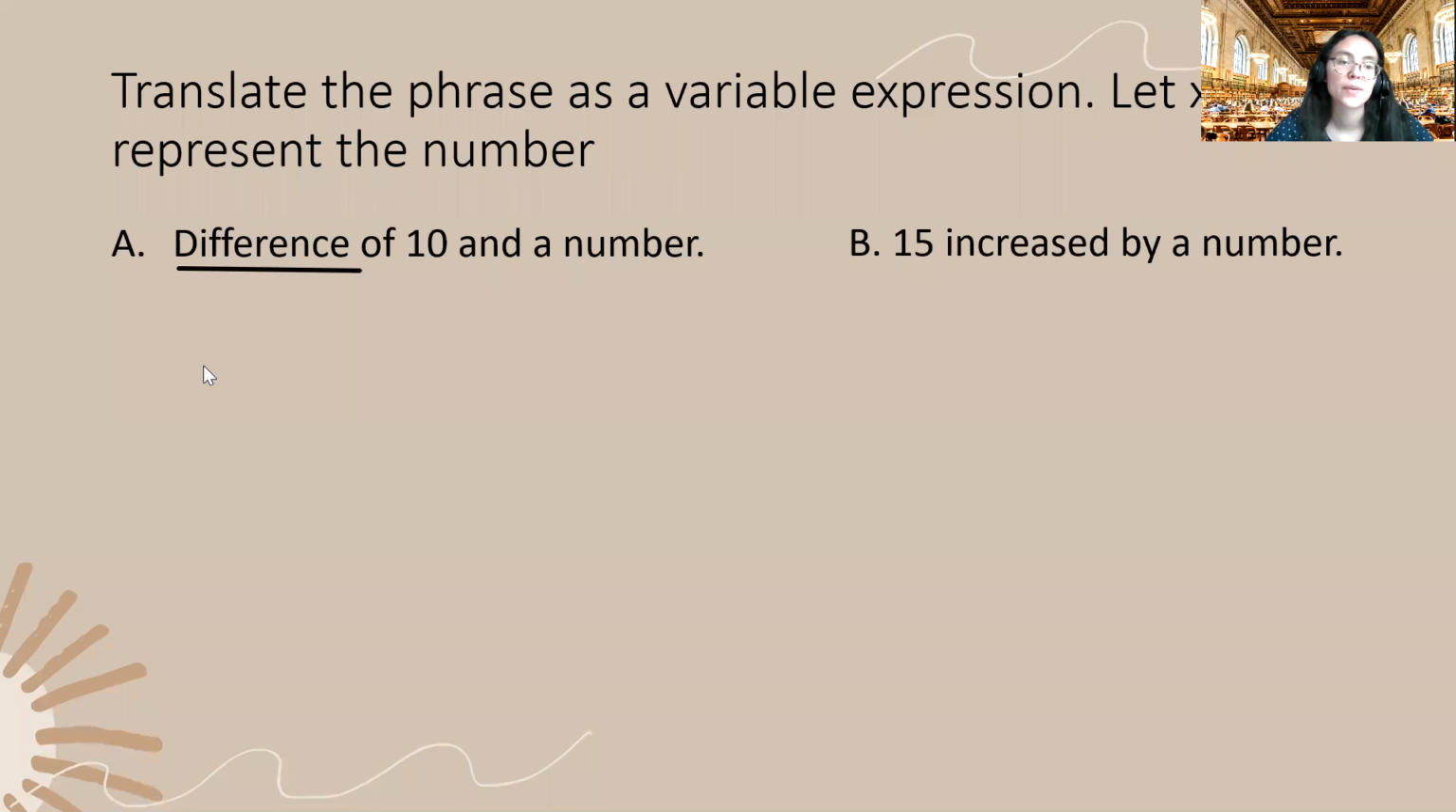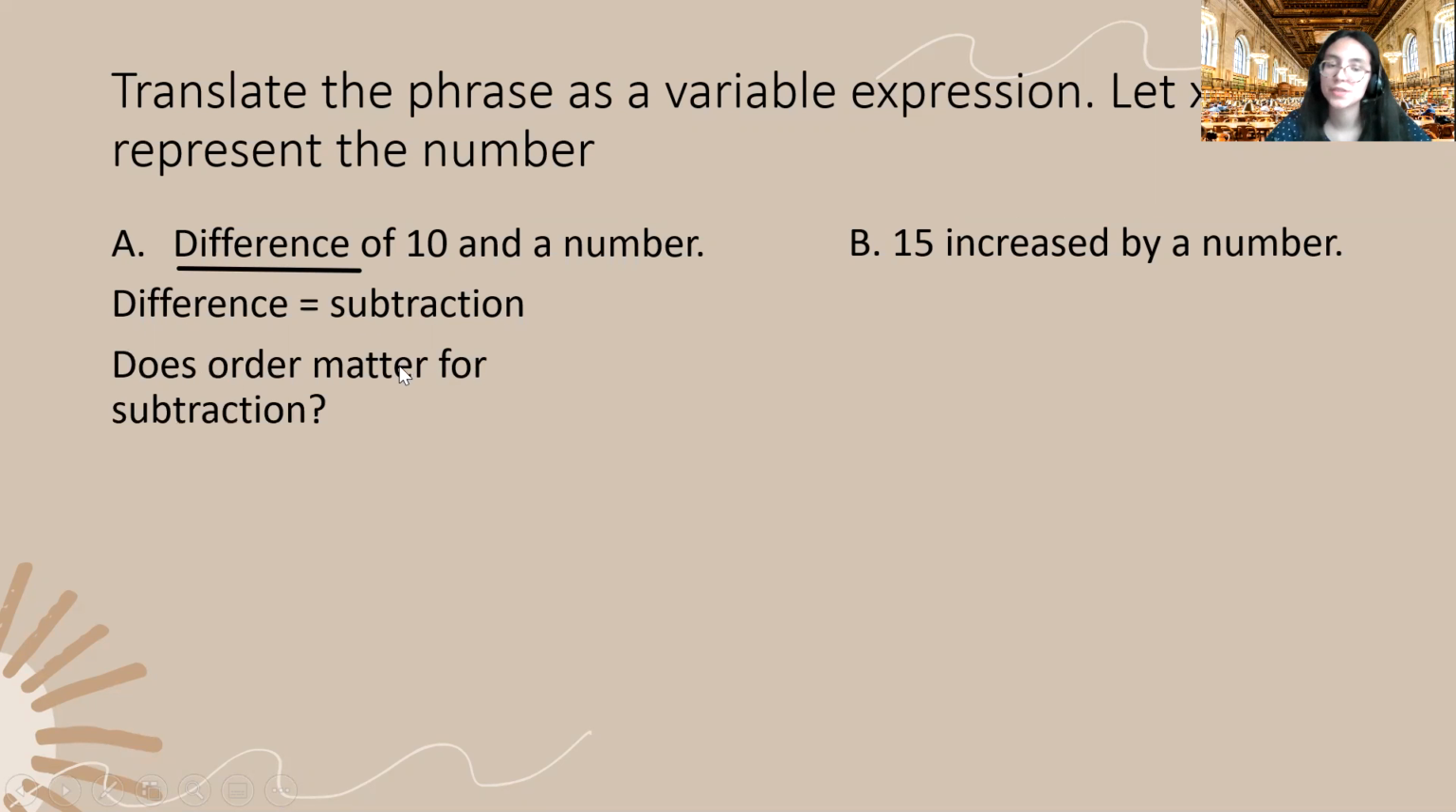Difference tells us that it's subtraction. Does order matter for subtraction? The answer is yes. So our answer would be 10 minus x. Going on to the right, we have 15 increased by a number. I'm going to underline increased by because that tells me I have addition. I'm going to be adding 15 and a number. So I'm just going to write it down here. I'm going to say 15 plus x is going to be the final answer based off what I've learned.